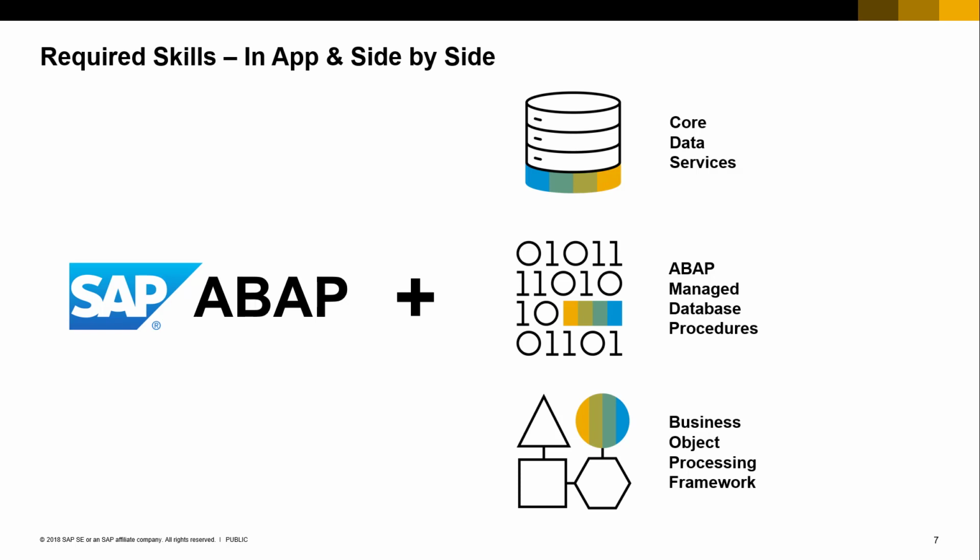All of these technologies fall into Category 2 of in-app extensibility technologies. Now, let's take a look at how the SAP Cloud Platform can enable side-by-side enterprise extensibility.